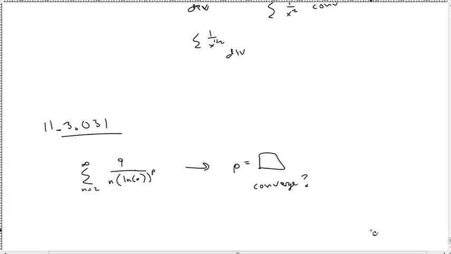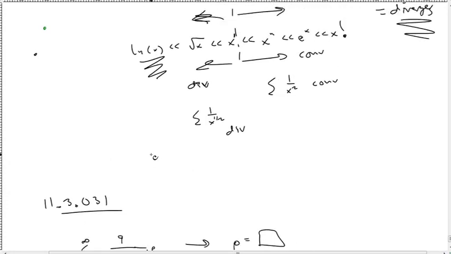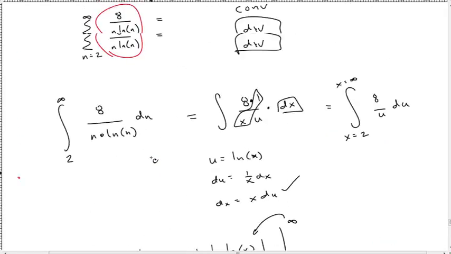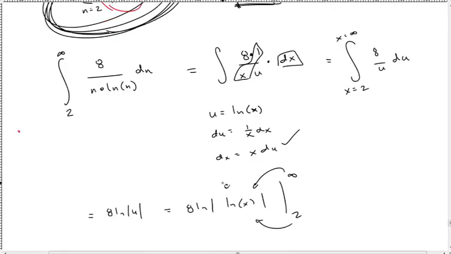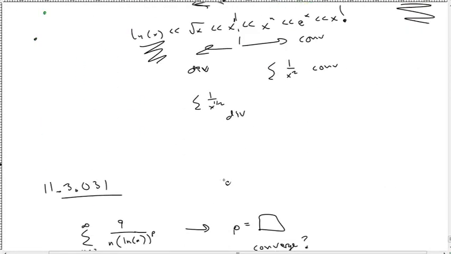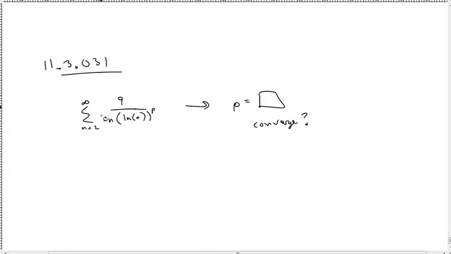I want this guy to converge. What values of p are going to make it work? You know what's funny? Scroll back up, look right there. We said that guy diverges. Now scroll down. What about this guy? Look how similar. So yeah, you pulled a 9 to the front.